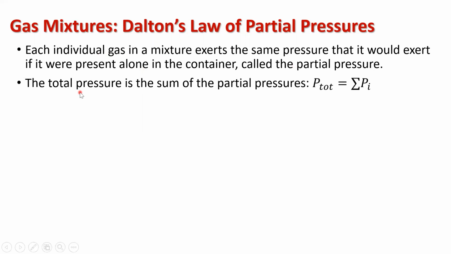And if we wanted to talk about the total pressure exerted by the mixture, it's the sum of all the partial pressures. So each gas in the mixture exerts its own individual partial pressure, and the sum of all the partial pressures will give us the total pressure. So this is the equation over here. This is just saying the total pressure equals the sum of, this is the sigma sign for sum of, the individual pressures.